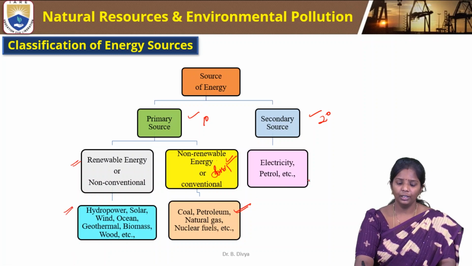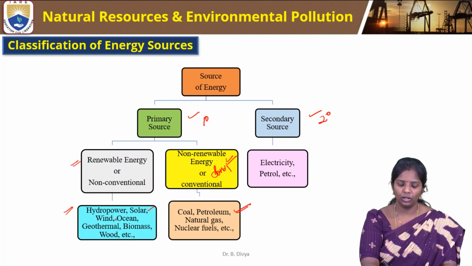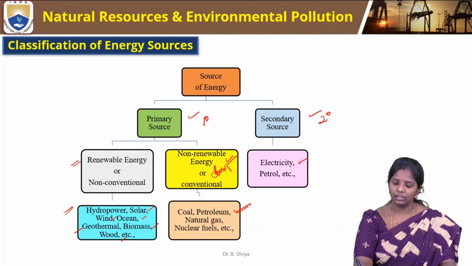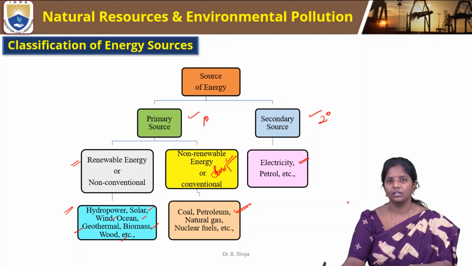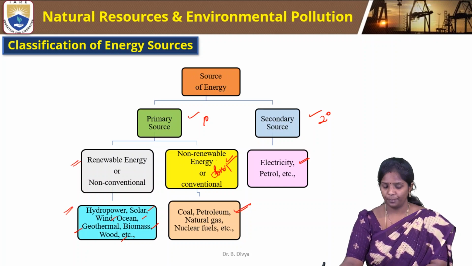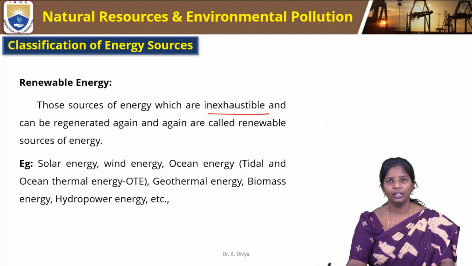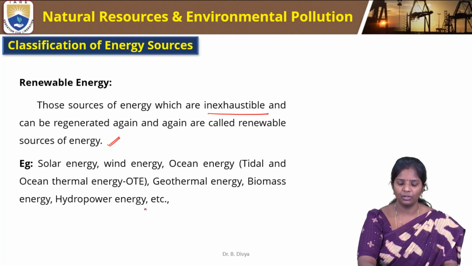Renewable energies are hydropower, solar, wind, ocean, geothermal, biomass, and wood. If you see the examples themselves, we can understand that they can be regenerated. That is why they are renewable resources. Then the secondary resources are electricity and petrol, which are produced only from the primary resources. Renewable energy is inexhaustible and can be regenerated again and again, and so is called renewable resources.